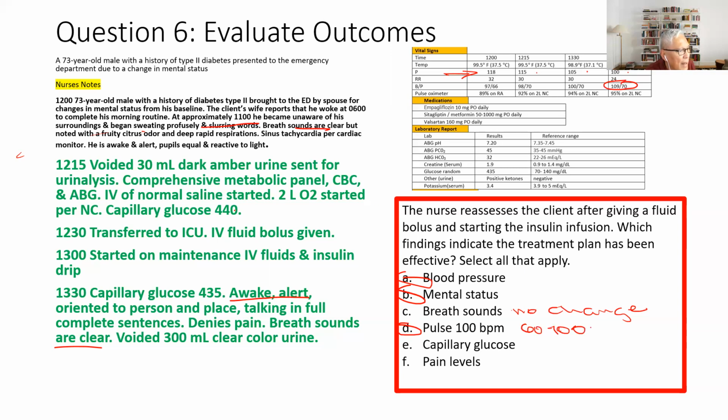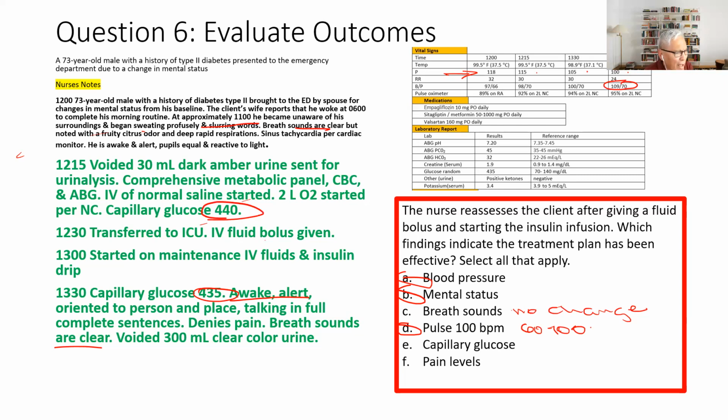And the capillary glucose. The glucose was 435 at 1330. And let's see. There was no other thing. 440. It's at the top. Okay. Yeah, right here, 440. And it's now 435.